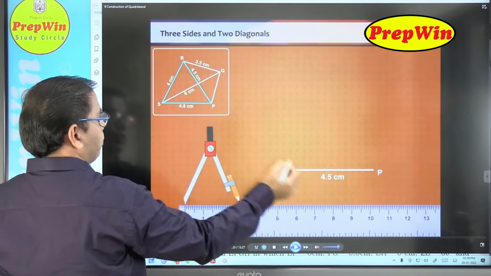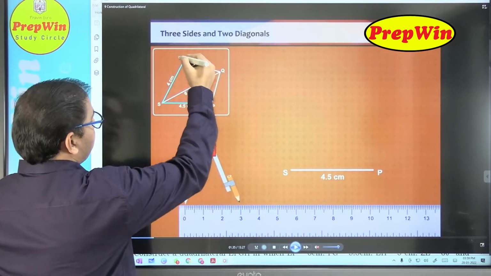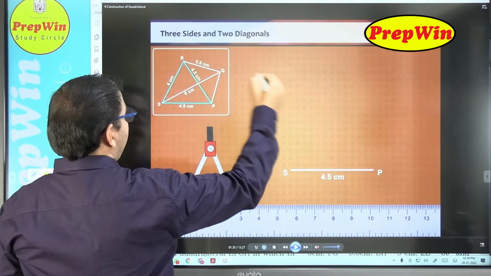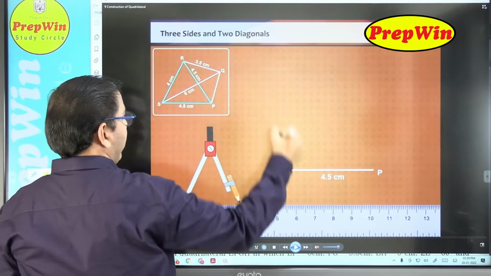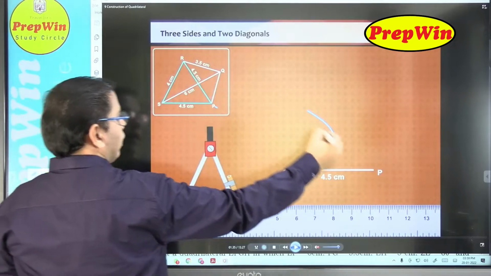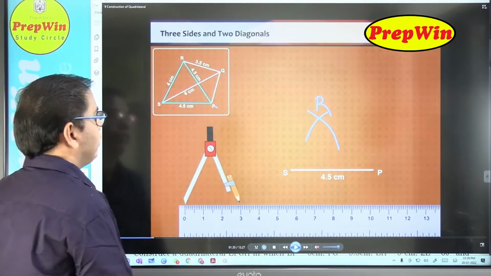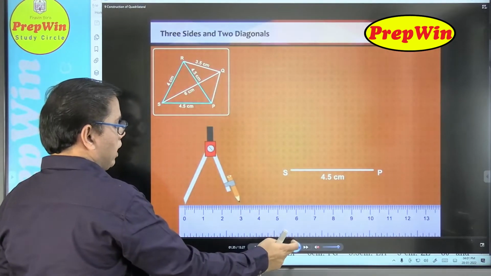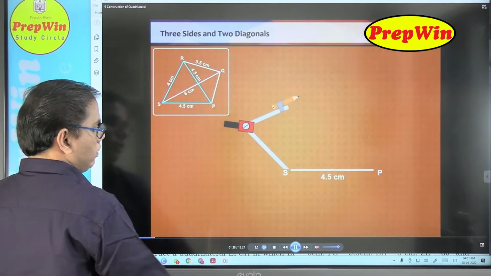We have SP, which we have already taken. Then we have SR and PR. After S and P, we will draw an arc of 4 centimeter for R, that is from S. SR is 4 centimeter like this, and PR is 4.5. So we will take 4.5 and draw this. This will be our third point, which is R. So the distance of R from S is 4 centimeter. So here I will take 4 centimeter on my compass and draw an arc.